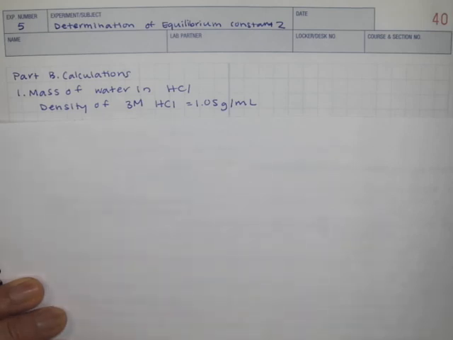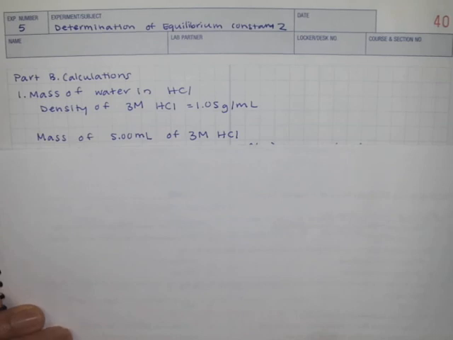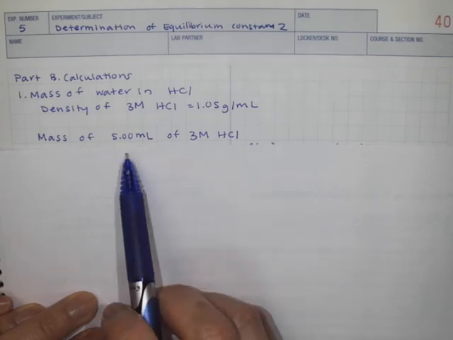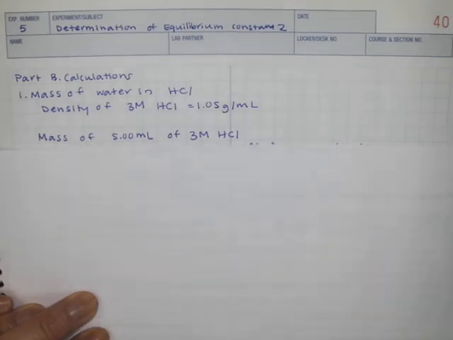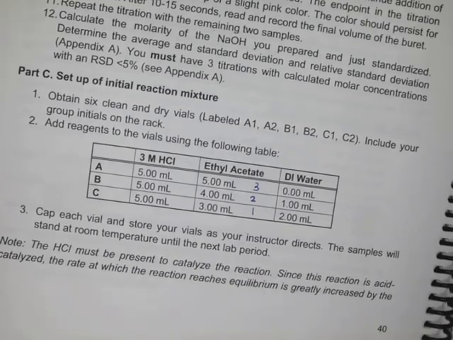For experiment 5, determination of equilibrium constant part 2, the calculation that you're first asked to do is calculating the mass of water in HCl, under the assumption that the density of 3 molar HCl is 1.05 grams per milliliter. To get to the mass of water in HCl, find the mass first of 5 mL of 3 molar HCl, the 5 mL that you added to your mixture on part 1. So this is the 5 mL of HCl that you added on that first day.